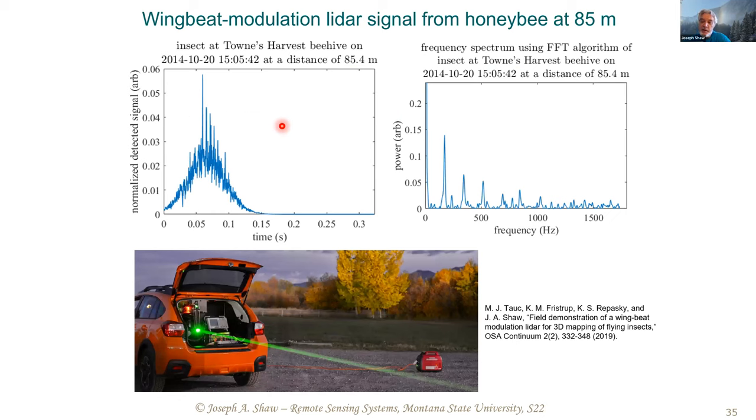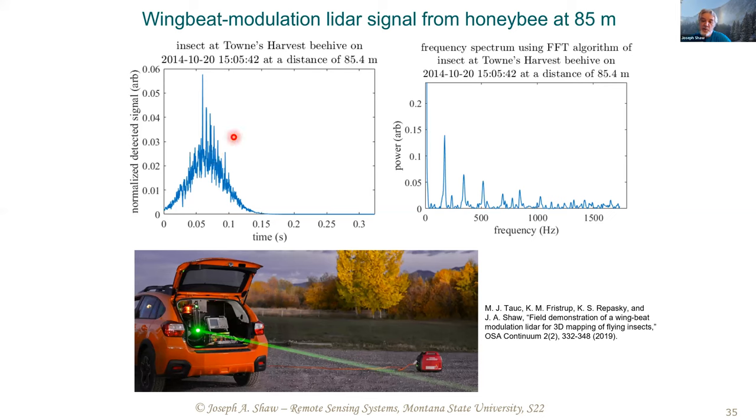So here's an example from some honeybees. Here's the signal amplitude on the vertical and time on the horizontal. So at some range, this is at 85.4 meters, at that range, the time domain signal looks like this. We get a big blip, but that's the same kind of blip you would get from scanning across some grass or a flower. But here's the useful part. This oscillation comes because the laser is reflecting from the wings, and the wings are flapping up and down. And when they flap, you get different reflections.